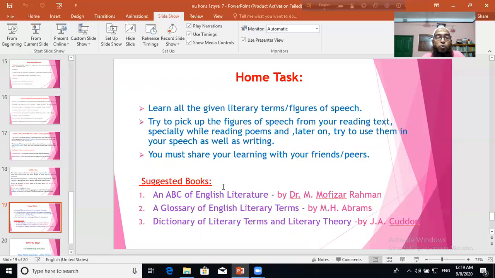And suggested books for literary terms: An ABC of English Literature, written by Dr. Muhammad Mofizur Rahman; A Glossary of English Literary Terms by M.H. Abrams. You can also find Dictionary of Literary Terms and Literary Theory by J.A. Cuddon. So these are the suggested books. I hope you will try to read and learn these literary terms. As a student of literature, if you really want to enjoy literature, you have to do this, and then you will really feel comfortable while reading any literary text.